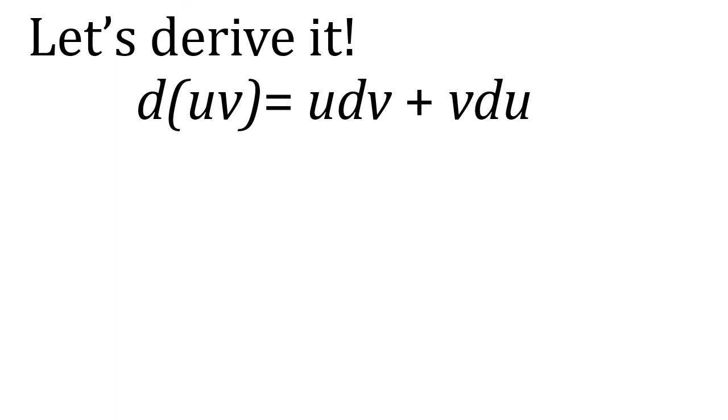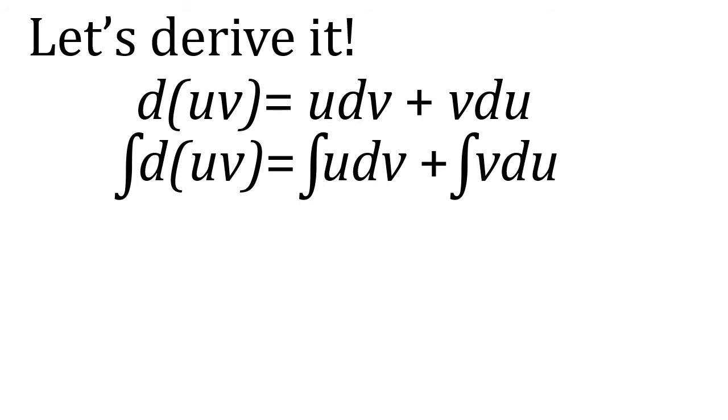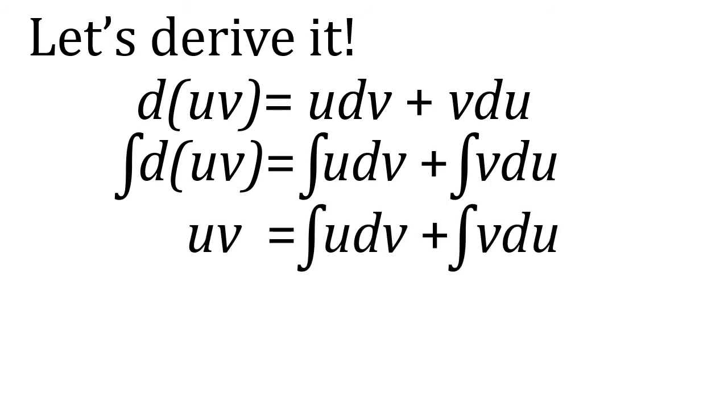Now let's derive the integral of u dv from the product rule. Let's say we have this product rule, the derivative of uv is equal to u dv plus v du. Then let us get the integral of each term. The integral of d(uv) equals the integral of u dv plus the integral of v du. Here, we have the operator for integration and the operation for differentiation, so they will cancel out each other. It will just become uv equals the integral of u dv plus the integral of v du.